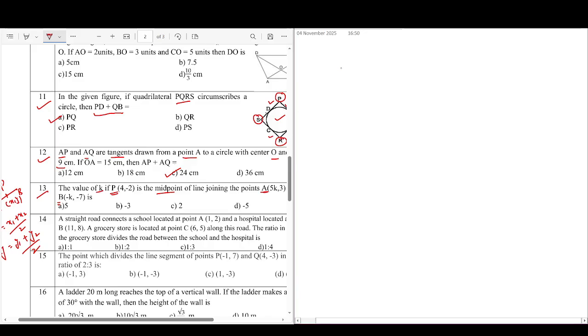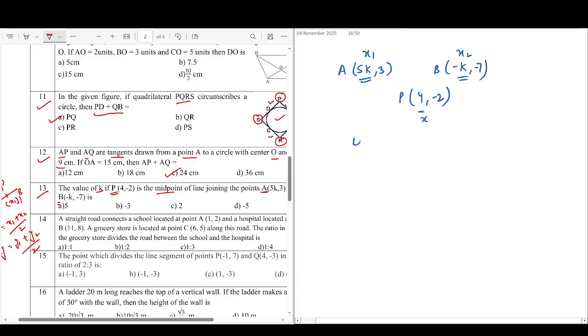We can see here that the points are A (5, k) and the B point is (-k, -7). And P is the midpoint, that is (4, -2), it is given. We have to find the value of k. So we can see here this is the x coordinate, this is x1, and this is the x coordinate of point B, this is x2, and this is x. These are the midpoints, right?